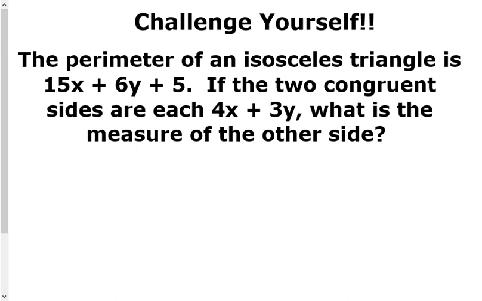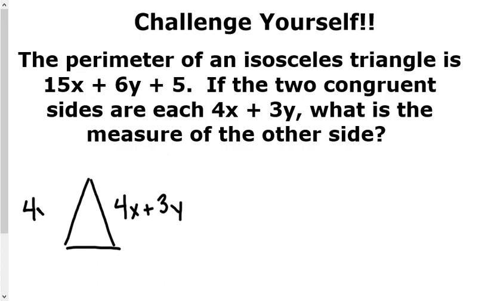Now this problem seems really hard till we draw it out, and that maybe hopefully makes it easier. So isosceles means two of the sides are congruent. So this is the kind of triangle that we're talking about. And it says the two congruent sides are each 4x plus 3y. And we're looking for the length of the other side. We know that the total perimeter has to be 15x plus 6y plus 5.